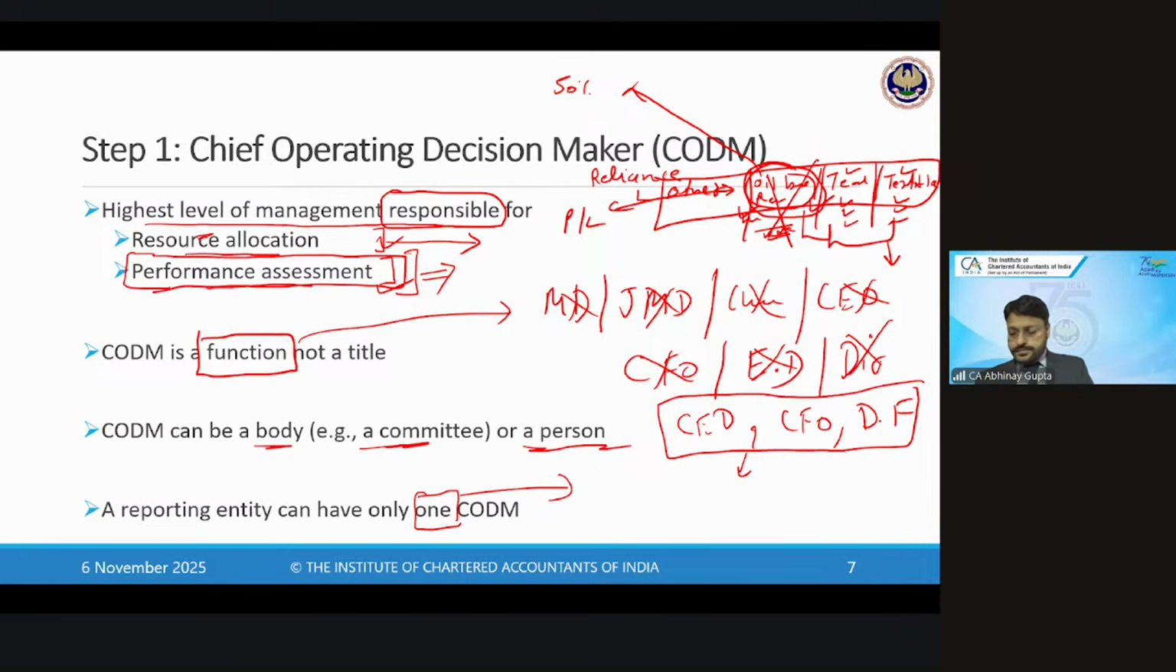So in spite of the 10% criteria, management may decide not to report a segment? No, no.